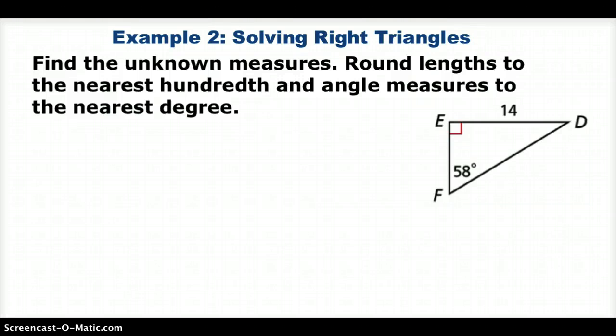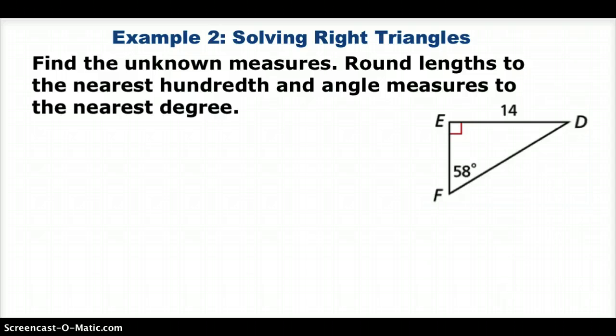Okay, let's look at another example here of solving right triangles. It asks us to find the unknown measures, and to round the lengths to the nearest hundredth and the angle measures to the nearest degree. Okay, there are lots of ways that we can start using trig ratios here. There are a ton of wrong answers, but not wrong ways to go about the problem using trig ratios, right?